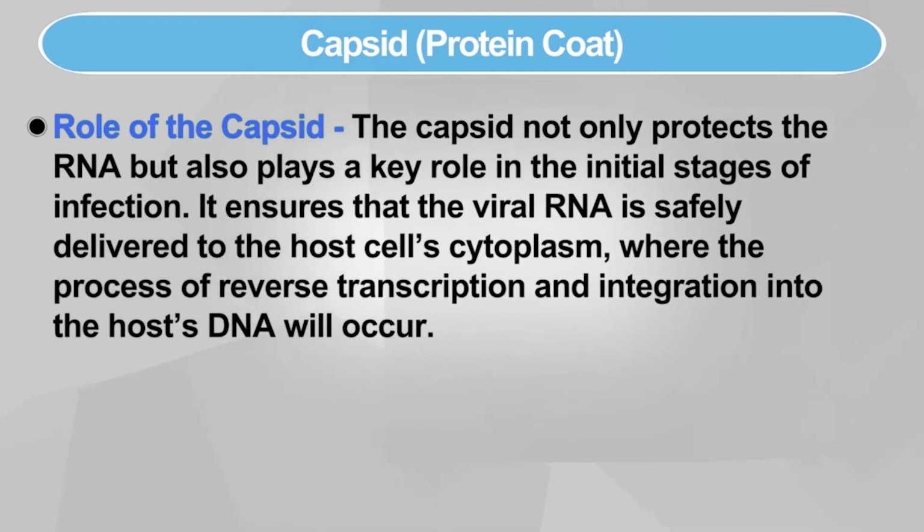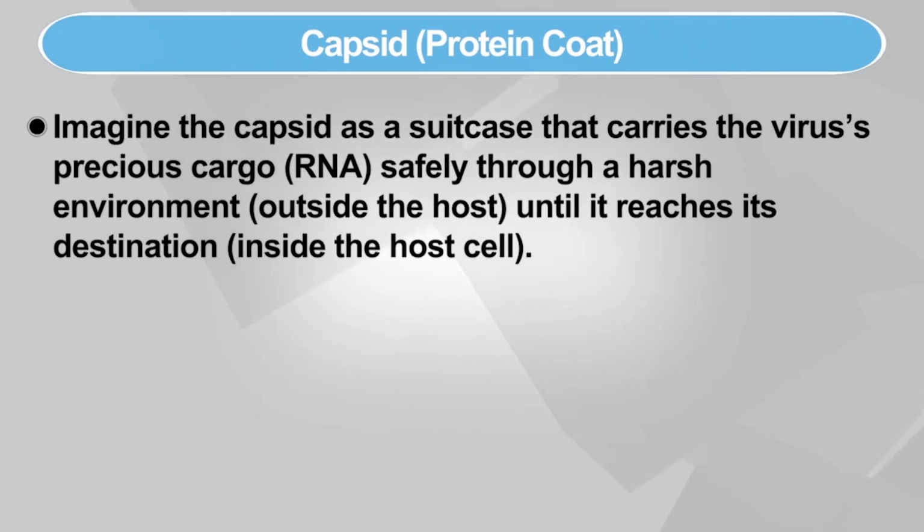The capsid not only protects the RNA, but it also plays a key role in the initial stages of infection. It ensures that the viral RNA is safely delivered to the host cell cytoplasm, where the process of reverse transcription and integration into the host DNA will occur. Imagine the capsid as a suitcase that carries the virus's precious cargo, and it safely delivers the virus RNA into the host cell until it reaches its destination, that is inside the particular host cell.